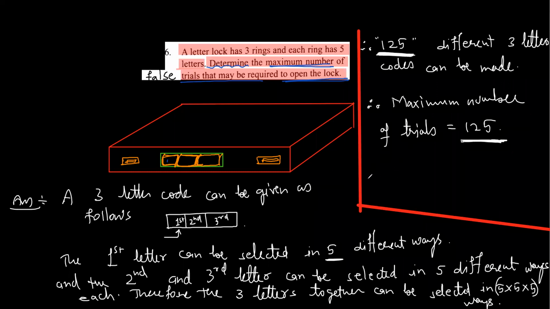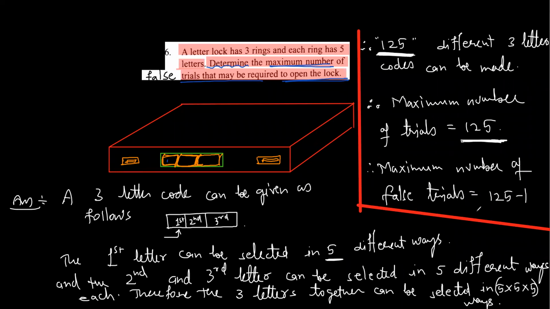So what will be the maximum number of false trials? 125 minus 1. So I will write, therefore, maximum number of false trials equals 125 minus 1, that is 124. I hope this is also clear to you all.